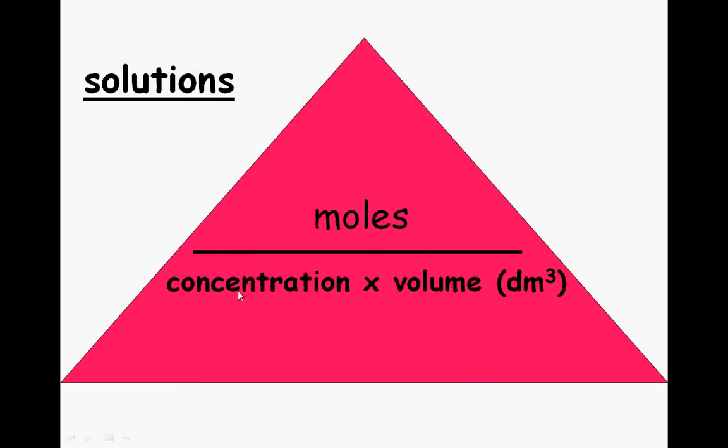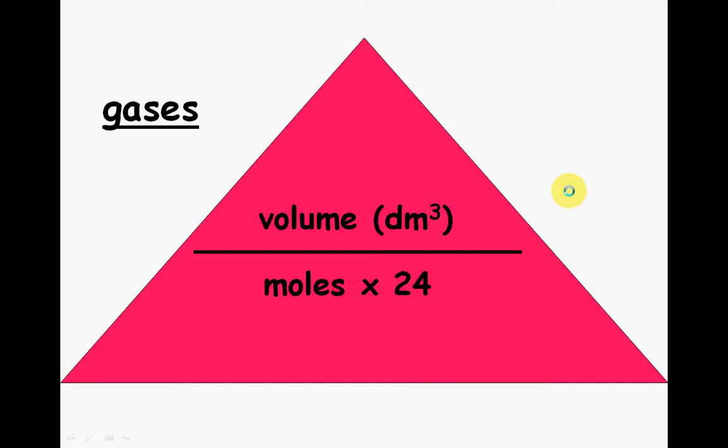Alright, now for solutions, you've got this triangle here. You've got moles at the top, concentration times volume at the bottom. Right, now volume needs to be converted to decimeter cubed. So if you're given centimeter cubed, you need to convert to decimeter cubed if you're using this triangle. Now if you've got gases, you've got volume at the top. Again, it needs to be converted to decimeter cubed if you're using this triangle. You've got moles times 24 at the bottom. So these are three triangles you need to remember for the exam.